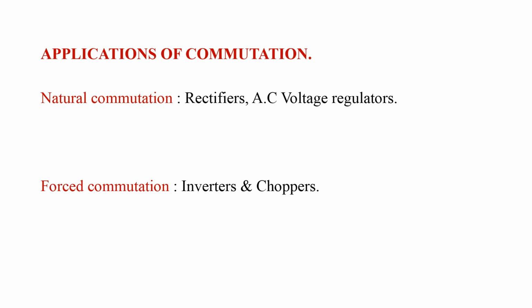Coming to applications of commutation, natural commutation is mainly used in rectifiers and AC voltage regulators. A rectifier is a circuit which converts AC to DC, means the input for a rectifier is AC. Similarly, an AC voltage regulator is a circuit which converts fixed AC voltage to variable AC voltage while maintaining the frequency constant. In this also, input is AC. So, natural commutation is mainly used in rectifiers and AC voltage regulators.